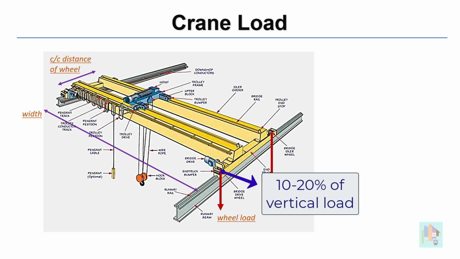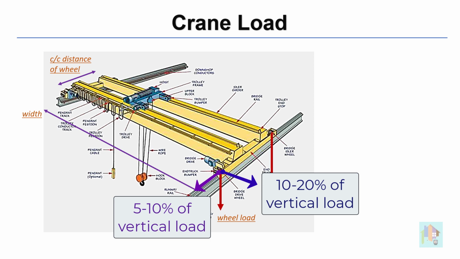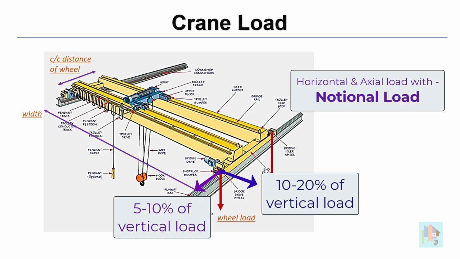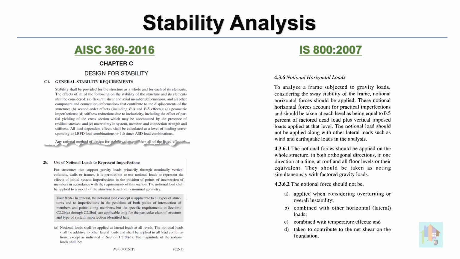Normally, 10 to 20% of total vertical load is applied in the horizontal direction and 5 to 10% load as an axial thrust. To define this, we can use a feature of STAAD, Notional Load. Well, this is not implemented for moving load generation. Rather, it is meant for stability analysis of steel structure. In AISC 360 under Chapter C, code suggests performing direct analysis for steel structure, and notional load is used for that. Also, it is used for stability analysis as per IS 800-2007, clause 4.3.6 and EC3 code.